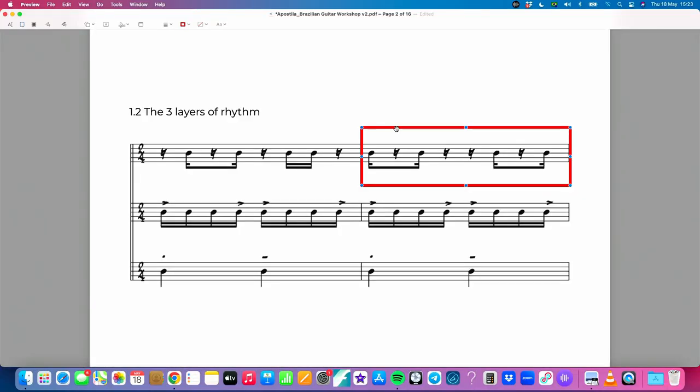Okay, as you see, the samba groove is taking these three layers together, mixing all those rhythms. What Bossa Nova did was try to play the samba, but condensing the rhythms a lot. Less syncopation, trying to condense this into something that you could play and not so syncopated.